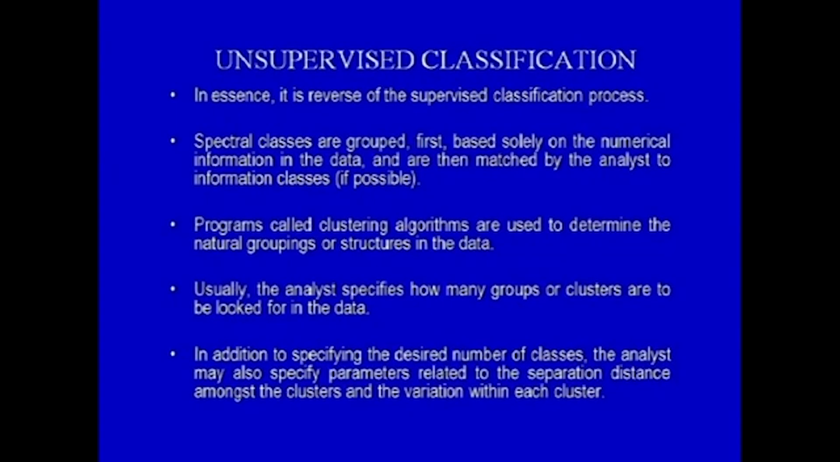Now, let us have a brief look at unsupervised classification. In essence, it is the reverse of supervised classification process. Spectral classes are grouped first based solely on the numerical information in the data and are then matched by the analyst to information classes as far as possible. The programs called clustering algorithms are used to determine the natural groupings or structures in the data. Usually, the analyst specifies how many groups or clusters are to be looked in the area.